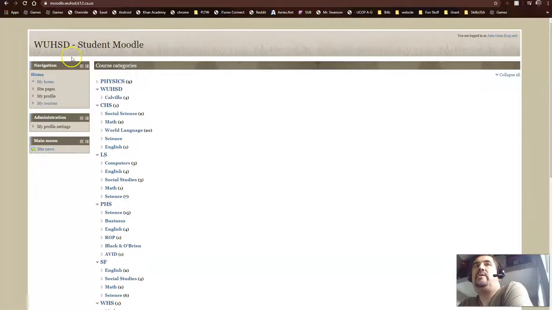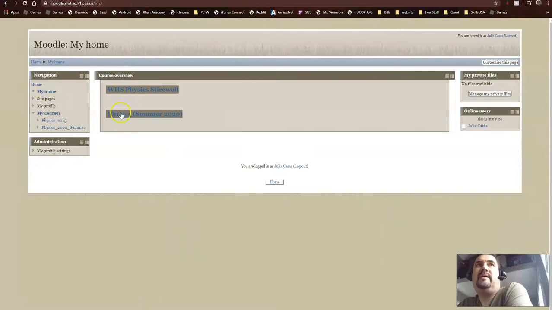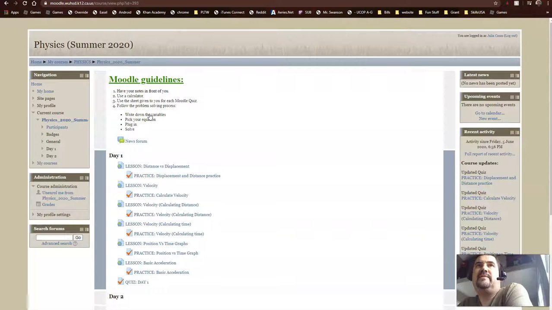Here's how Moodle works. Most of your work is going to be here, so don't forget you have to log in, and I kind of walked over that already. You can click physics and then find the physics class, physics 2020 right here, or you could just click my home and you should be able to see physics 2020 from there.